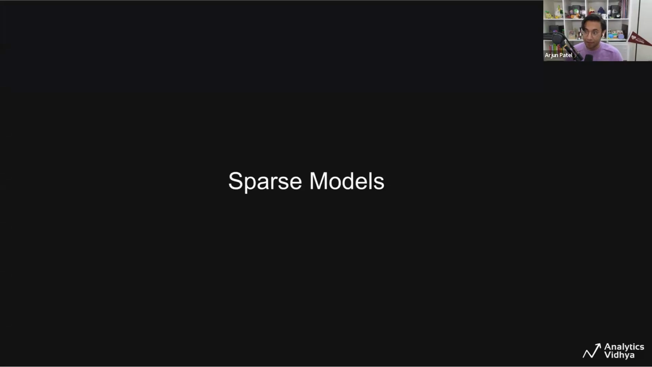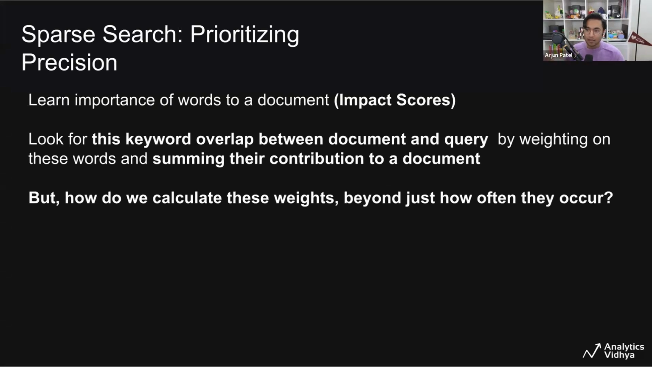Now that we have a way of representing what token level words look like, we can start talking about sparse models. Like I said earlier, sparse models allow us to prioritize precision in search by focusing on the keywords that we're using in some query. For a general description of how sparse search works, which again is an umbrella term for advanced forms of keyword search, we first start to learn the importance of words to a document based on how much they should be weighted in importance to that document. This concept is called impact scores.